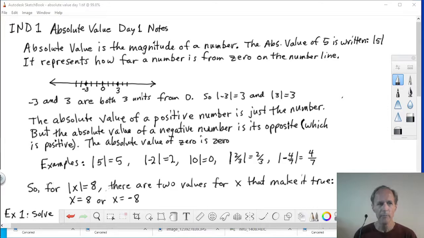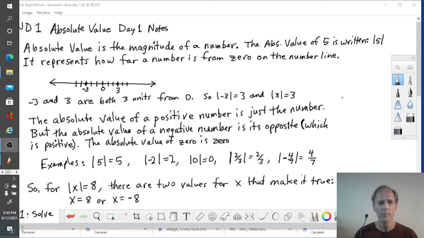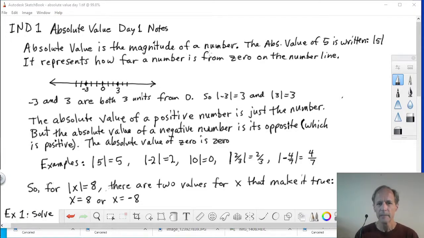So quickly, what is absolute value? Absolute value is the magnitude of a number. The absolute value of 5 is written like this, with 5 inside these vertical bars. It represents how far a number is from 0 on the number line. We have the example, -3 is to the left, 3 is to the right, but both are 3 units away. 1, 2, 3 units away. -3 and 3 are both 3 units from 0, so the absolute value of -3 is 3. And the absolute value of +3 is also 3.